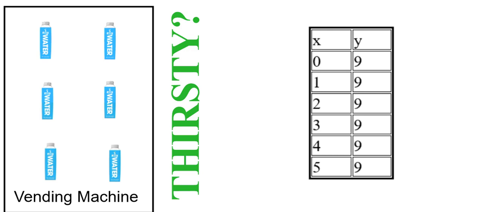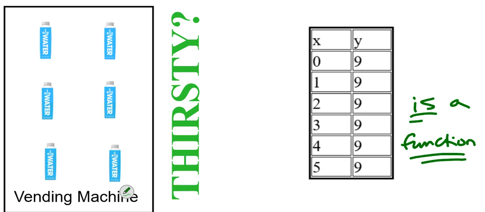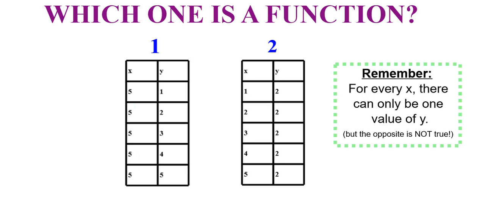No matter what you push, whether it's a 0, 1, 2, 3, 4, 5, out comes a 9. No matter what our input is, our output is still a 9. And that is a function. Okay, this is a function. And so what exactly is a function? Hopefully I tell you on the next slide.